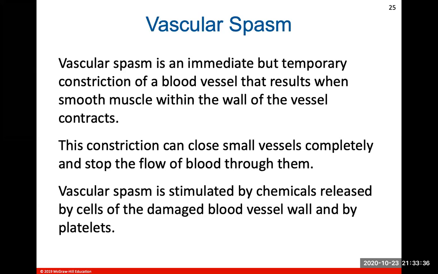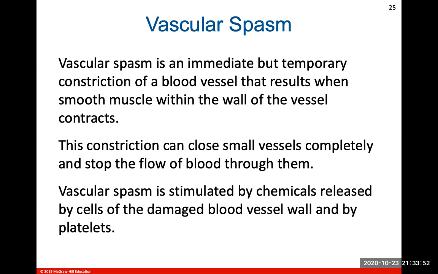So a vascular spasm, it's an immediate but temporary constriction of a blood vessel. Smooth muscle in the blood vessel wall will contract, and this constriction can close the small vessels completely to stop blood flow through them.